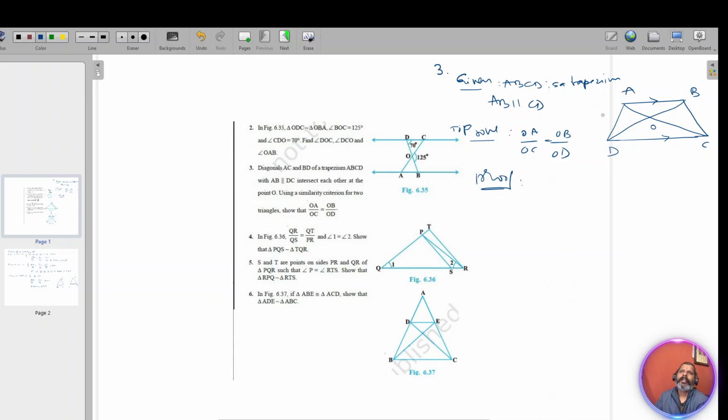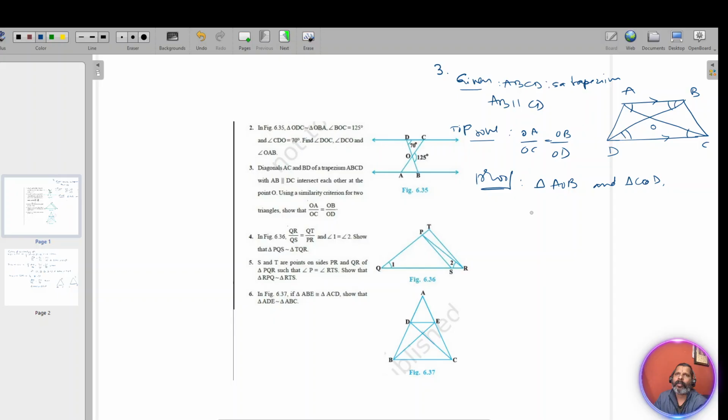Proof. You take the triangle AOB and COD. In triangle AOB and triangle COD, we know these two are alternate angles because the lines are parallel. By parallel line concept, alternate angles are equal, corresponding also equal. Since it's a trapezium, we get only alternate angles. Corresponding angles will not be applicable here. So we just write properly.